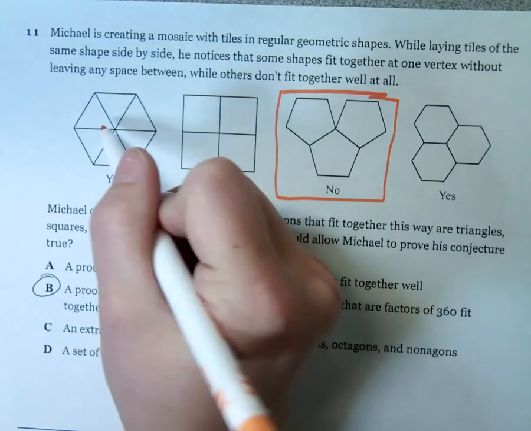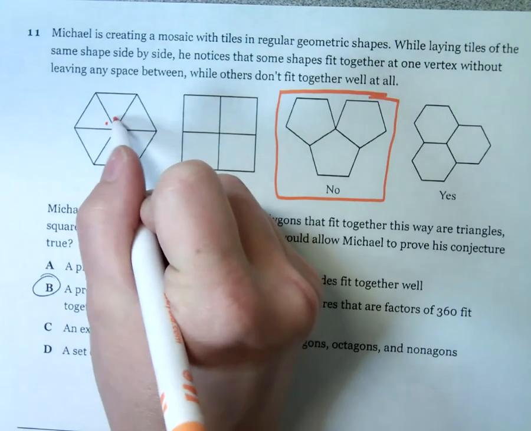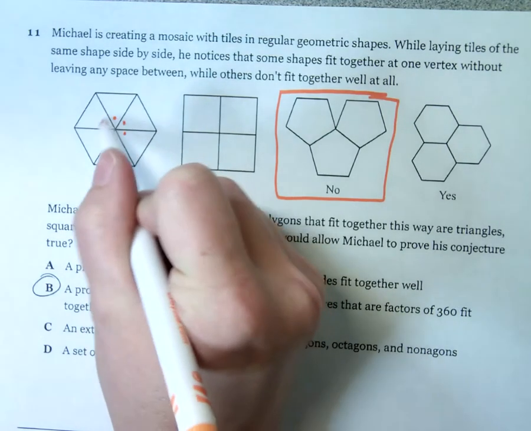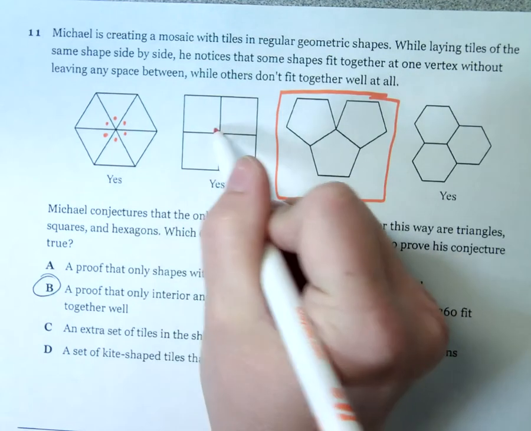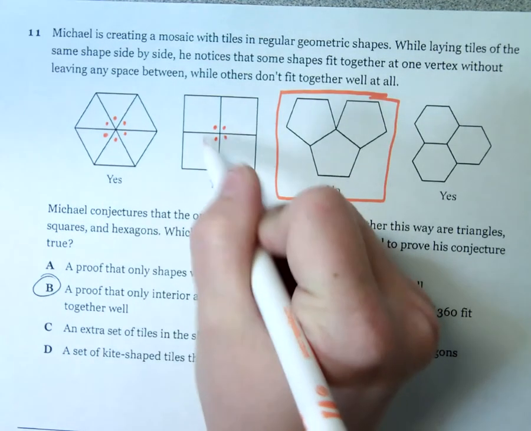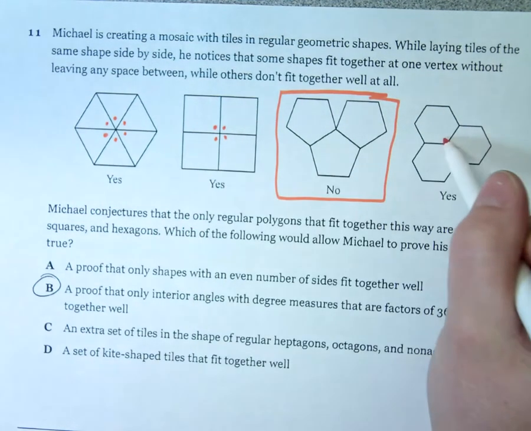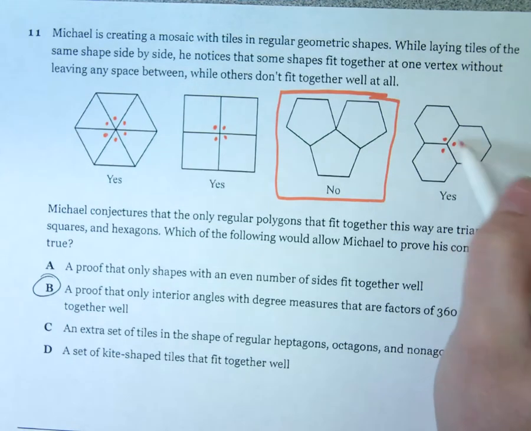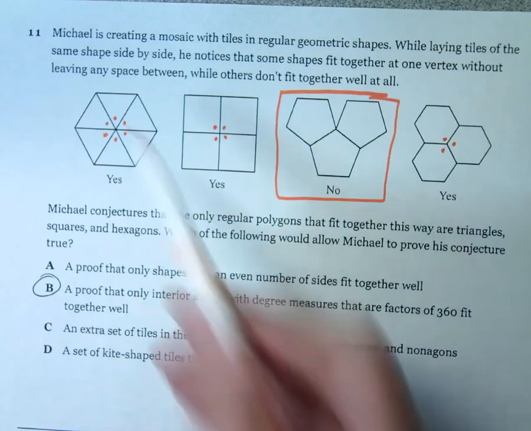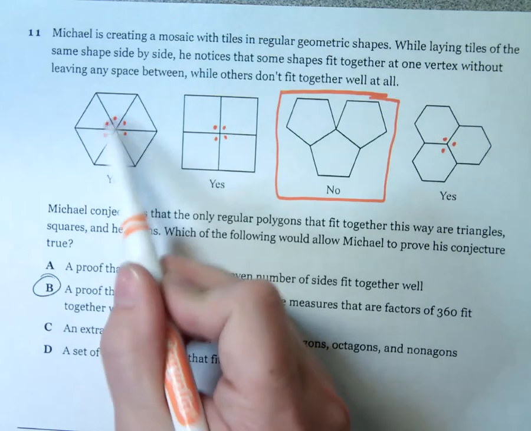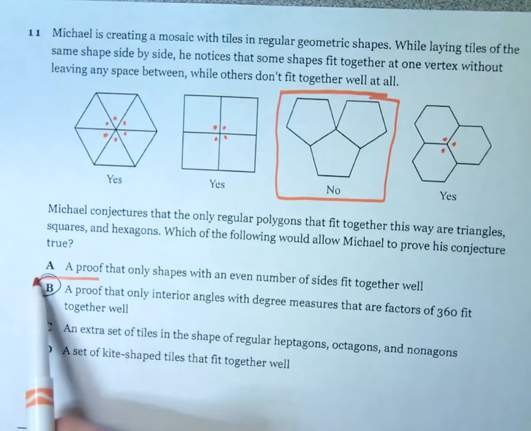And if you will remember that all of these angles, this one, this one, this one, this one, this one, this one, those all add to be 360. This one, this one, this one, this one, these add to be 360. These three angles all add to be 360. So I know that something will tessellate if all of these interior angles add to be 360, which is what B is saying.